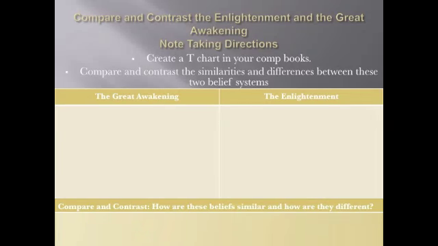For tonight's homework, you are going to compare and contrast the Enlightenment and the Great Awakening. Please take notes in the following T-chart. Create a T-chart in your composition book. On the left-hand side, write details about the Great Awakening. On the right-hand side, write details about the Enlightenment. And be prepared to explain what the similarities and the differences of these two intellectual movements were.